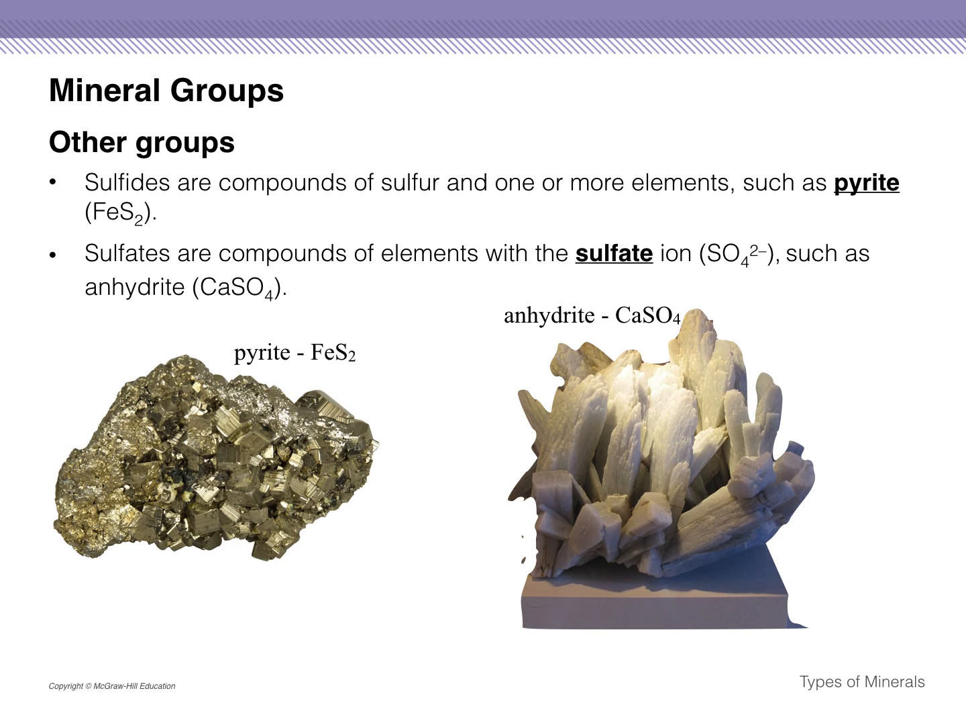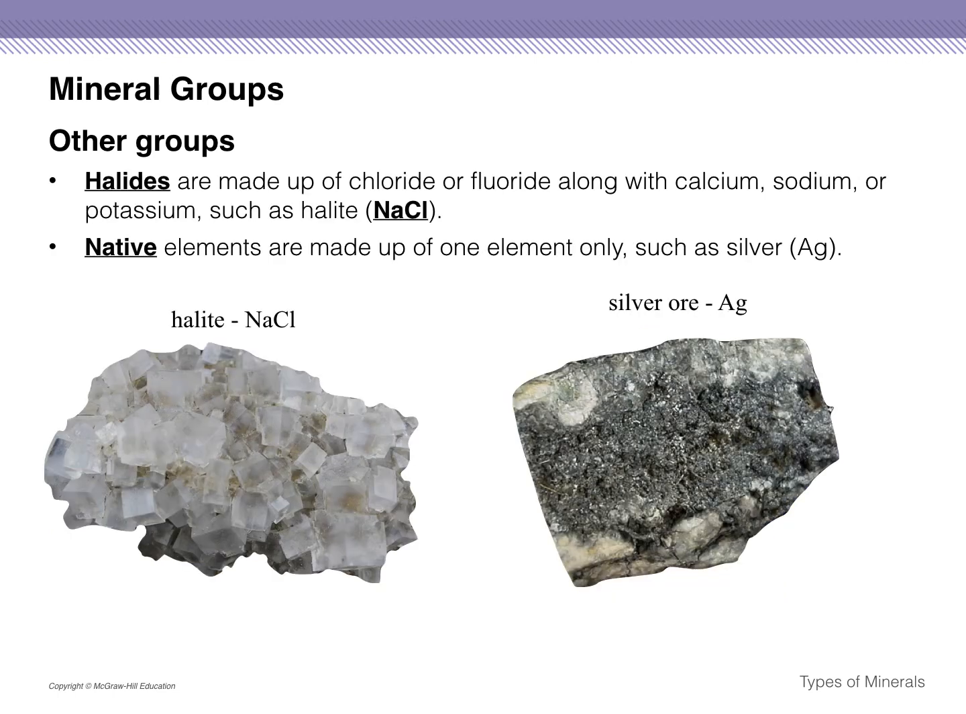Sulfates are common compounds of elements with sulfur and oxygen. The sulfate ion is SO4 2-. The anhydrite that you see on the right is calcium sulfate, which is different from any other form. Halides are made up of chloride or fluoride along with calcium, sodium, or potassium, such as the halite that you see below. We would call that rock salt. Native elements are made up of one element only, such as the piece of silver that is listed there on the right side.